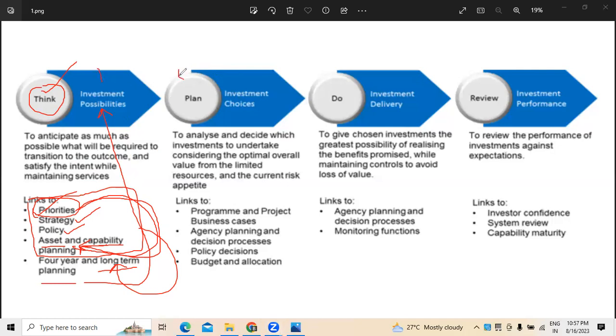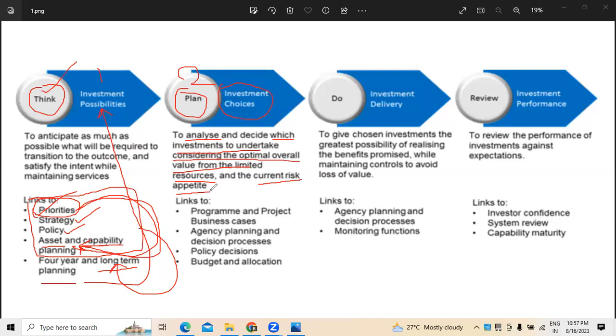Point number two. When you talk about investment choices, this is where generally planning comes into the picture. This is where analysis is required. I can say it's a business analysis. Being a business analyst, analysis is also needed, wherein we have to decide which investments to undertake by considering the optimal overall value from the limited resources. Followed by this, we need to understand the current risk appetite.